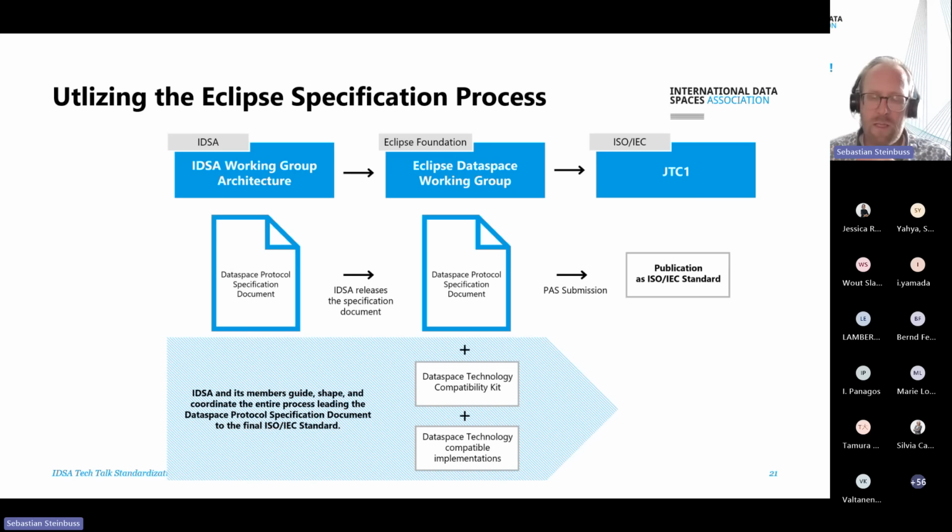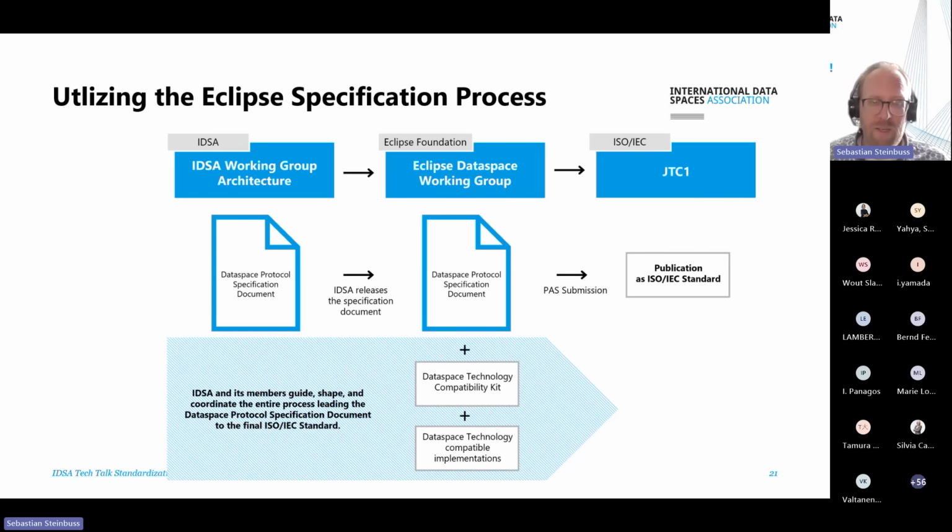So we need a test kit where you can easily test: is my implementation compliant to the Dataspace protocol or not? A simple test suite that you can use inside your own systems in your CI/CD pipeline, or you can utilize a third-party evaluation where a third party evaluates, yes, your component is compliant to that. And following the Eclipse specification process, we will also need at least one compliant implementation. So it's not a reference implementation, but we need at least one compatible implementation.